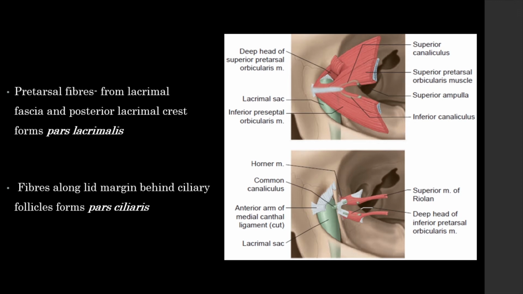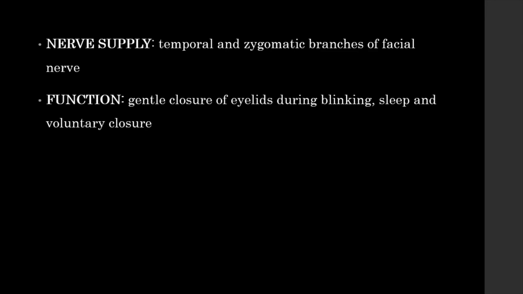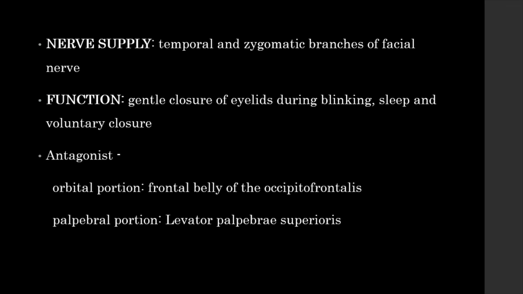Now, if you want to correct it temporarily, you would give Botox to that muscle, paralyze it, so that it will temporarily correct the entropion in that area, right? So that is the importance. And the nerve supply is the temporal and zygomatic branches of the facial nerve. And the function, they are responsible for gentle closure of the eyelids during blinking, sleep, and voluntary closure.